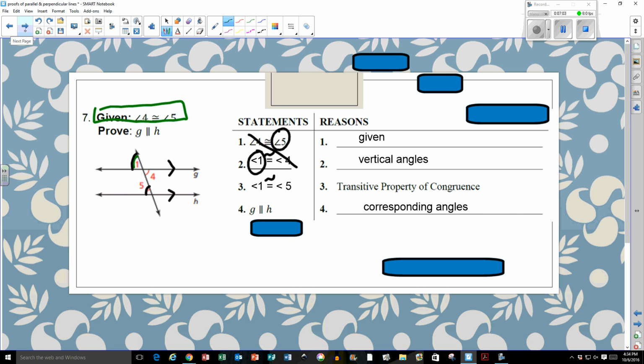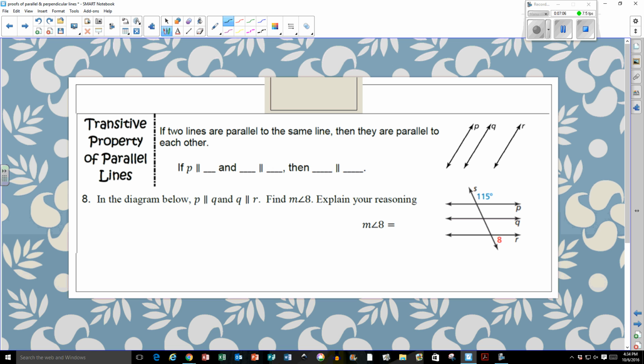All right. So transitive property of parallel lines. It's the same like the transitive property we just did. Angle 1 was equal to angle 4. Angle 4 was equal to angle 5. So therefore, angle 1 is equal to angle 5. Same thing for parallel lines. If P is parallel to Q, and Q is parallel to R, then guess what? P is parallel to R. So if you're parallel to one, you're parallel to them all.